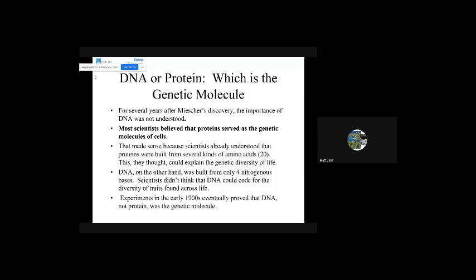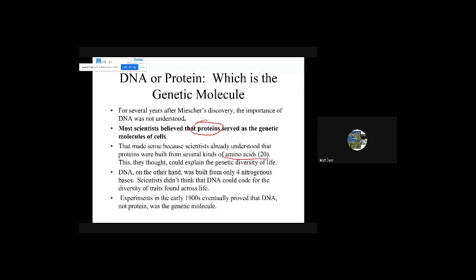Back in the early 1900s, scientists didn't really know what the genetic molecule was. Turns out that most scientists believed that it was probably proteins that were actually the genetic molecules. They didn't really think very highly of DNA. They didn't think it was all that important. The idea that proteins were the genetic materials made sense because scientists already knew about proteins.